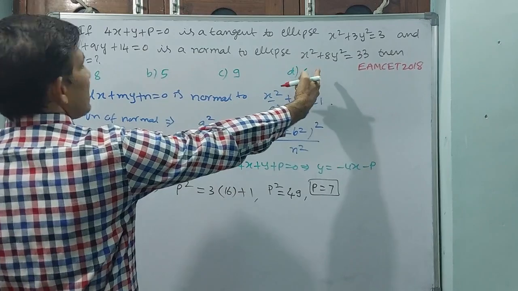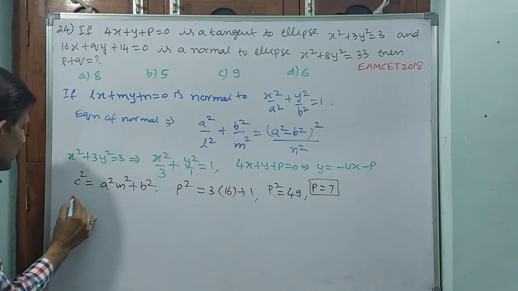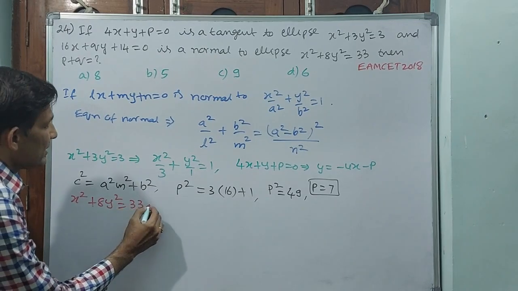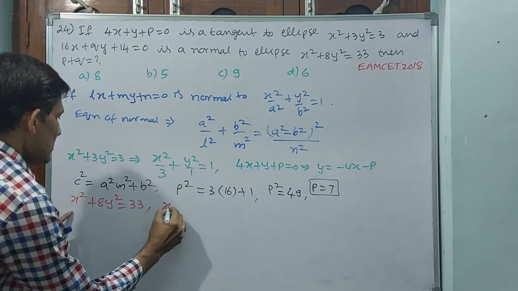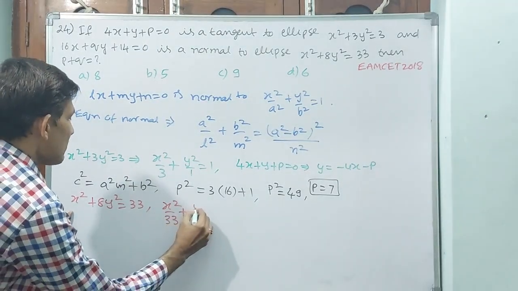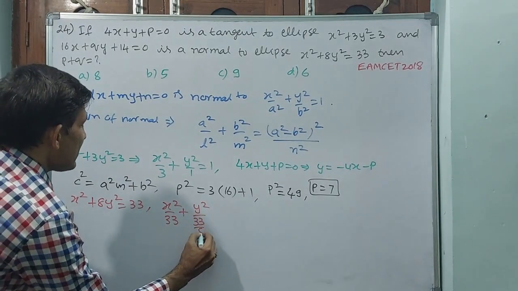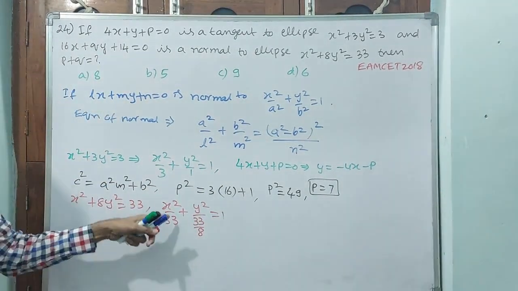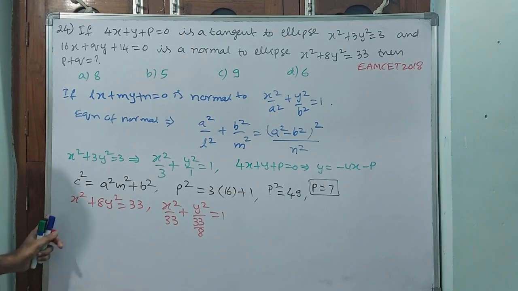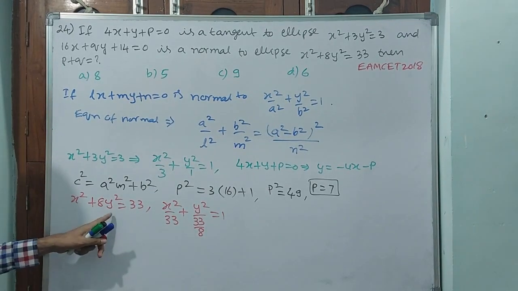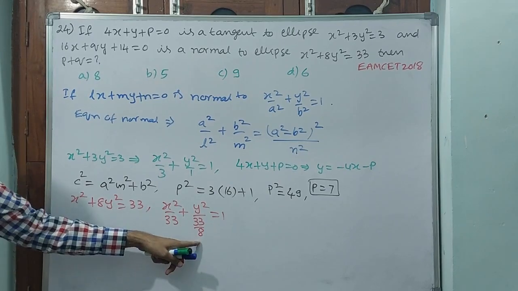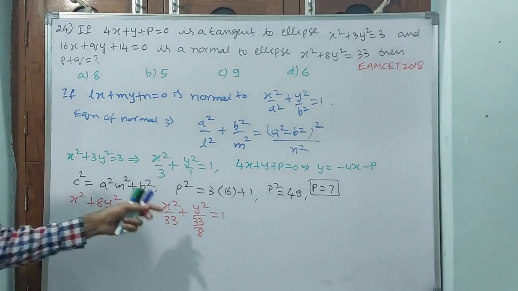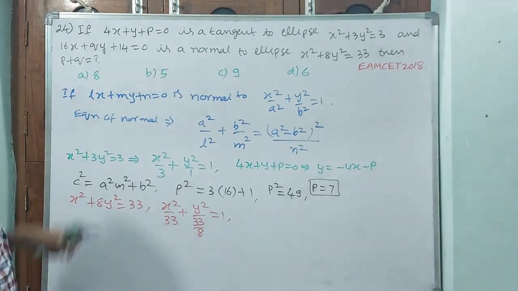First convert this equation. Second equation, x square plus 8y square is equal to 33, or else x square by 33 plus y square by 33 by 8 is equal to 1. That is why this is a little bit tricky. We have divided with 33, so 33 will come, but after 33, 8 will come. In this form only. So this intercept is 33 by 8. This is the ellipse.